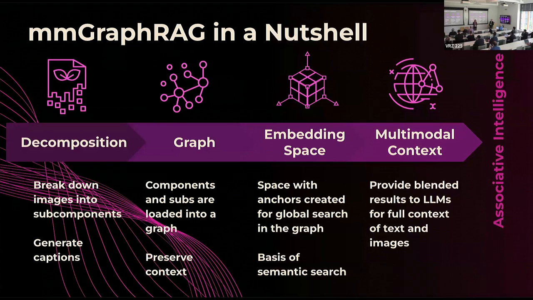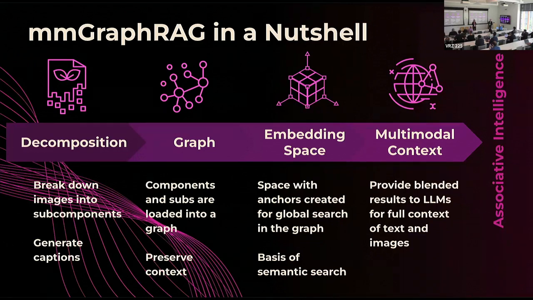Then you create your graph. So your components and subcomponents are now loaded into a graph. And this is where we preserve the context of those images. So the dinosaur to the left of, or depending on your orientation, to the left of the sink, the dinosaur on top of the table. And so preserving that context is really important.